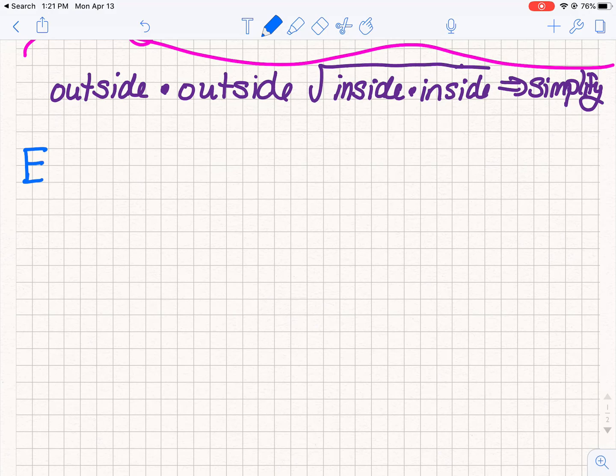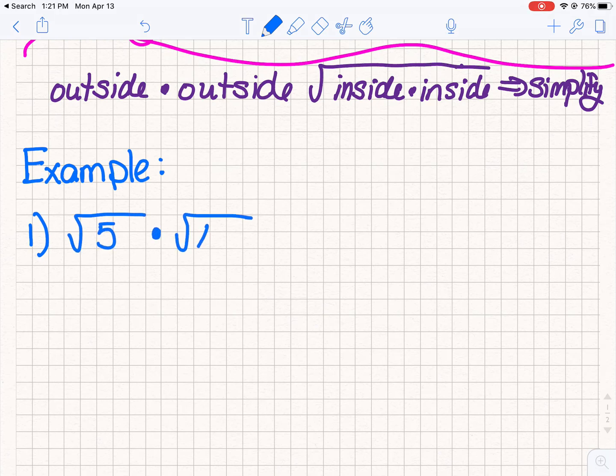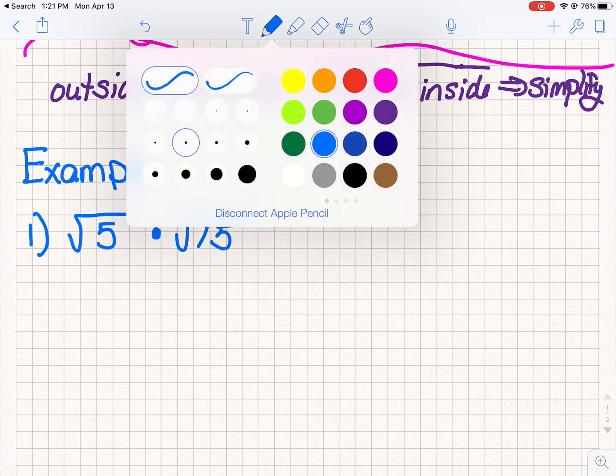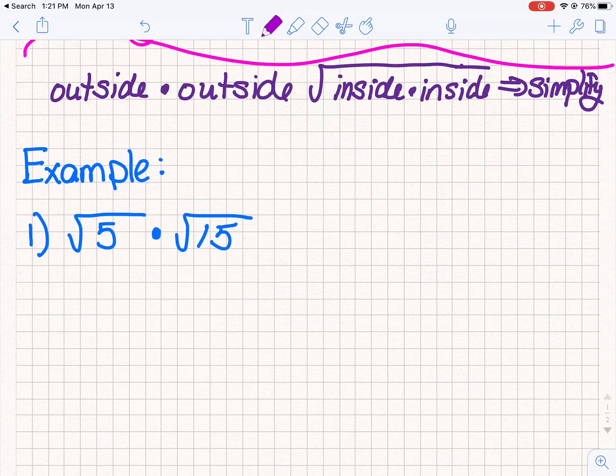So example. If we had the square root of 5 times the square root of 15. Now you have to go back to, we've talked about this many, many times, there's always those invisible ones floating around in Algebra 1. If it's not written there, it's usually an invisible one. So we do have on the outside of these radicals, there is a number and it's 1. Okay, we don't necessarily have to write that, but it's there. So if we were going to do this and we were going to go outside times outside, it would be 1 times 1.